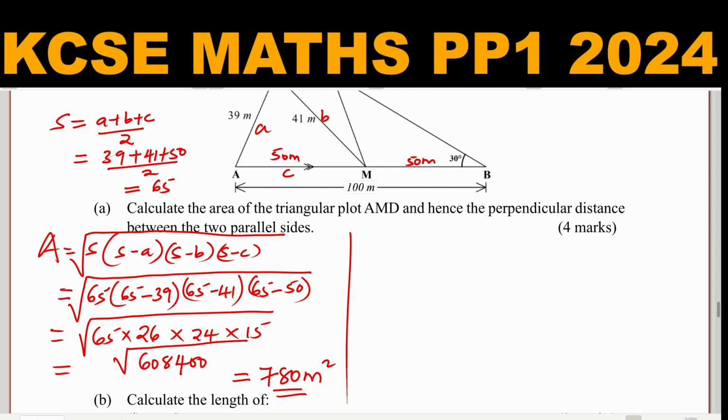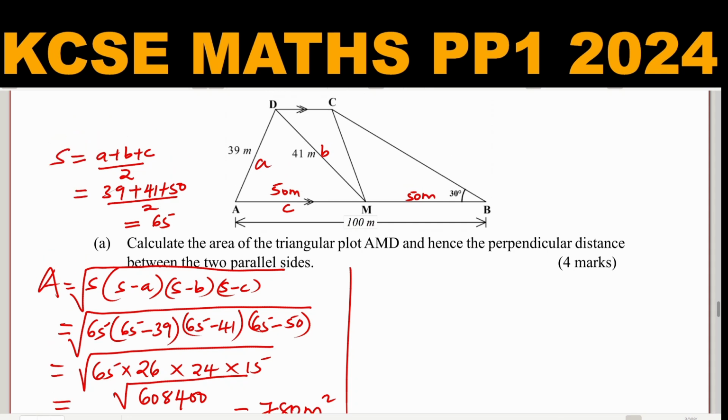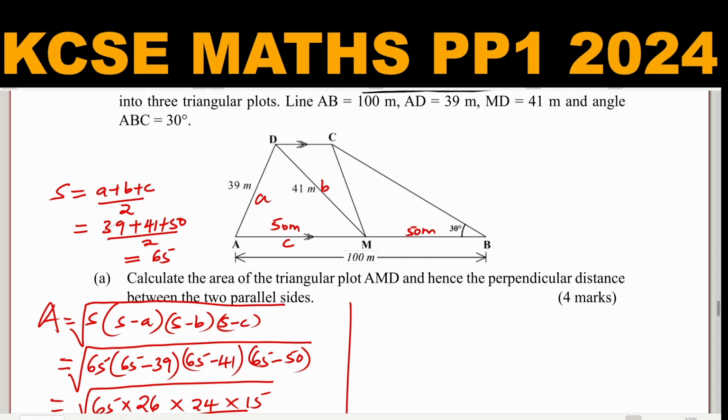Now we need to get the perpendicular distance between the parallel lines. So the perpendicular distance is this distance here. It can either be this one or it can be this one that is here. So you can use either. So we need to get this perpendicular distance here. We can call this one the height.